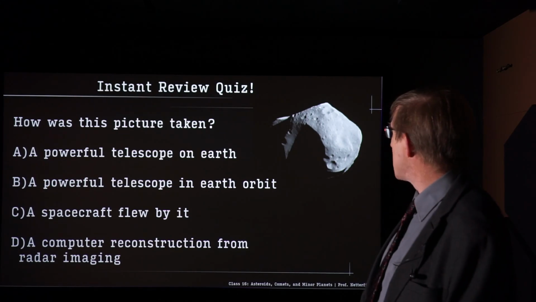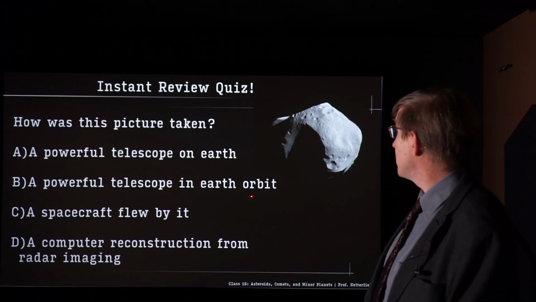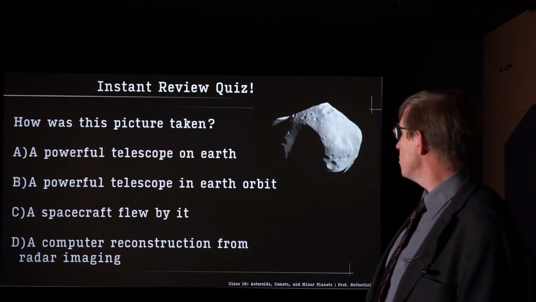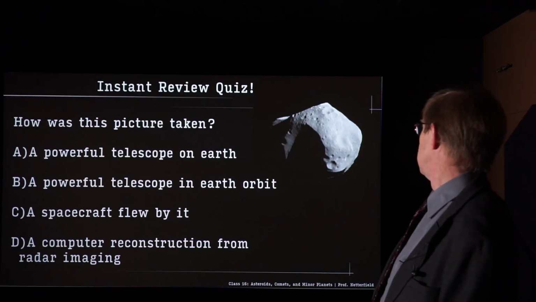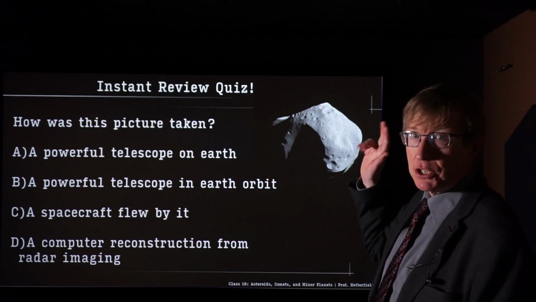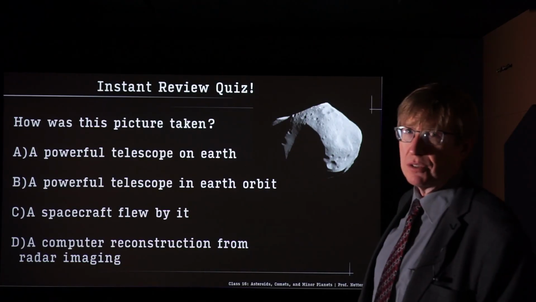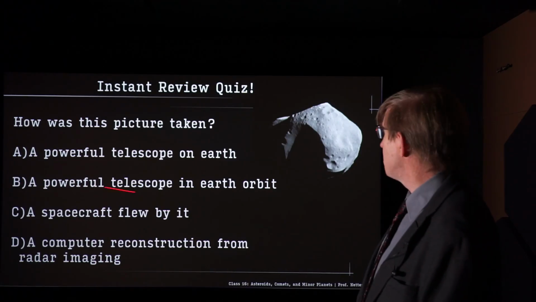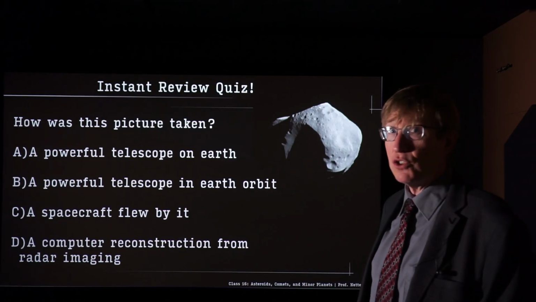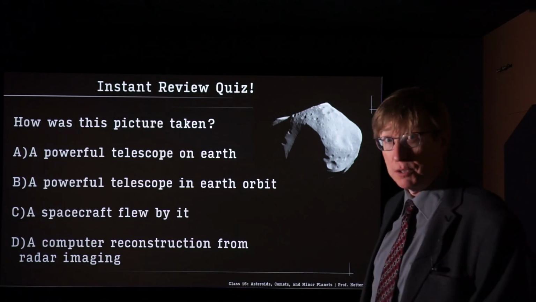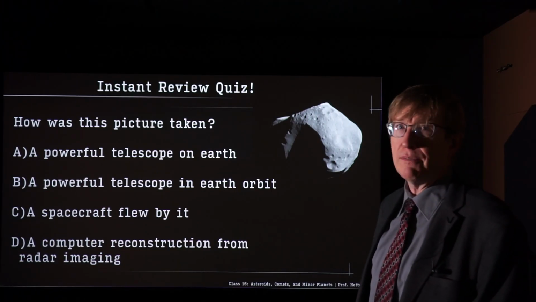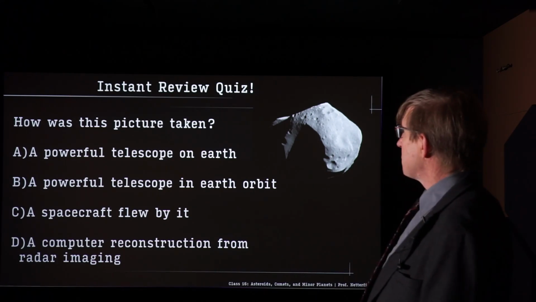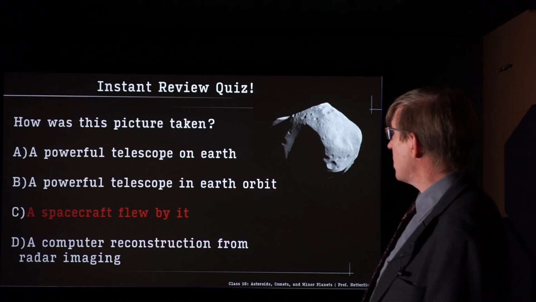Powerful telescope on Earth. A powerful telescope in Earth orbit. A spacecraft flew by it, or it was a computer reconstruction from radar imaging. It turns out you can actually take pictures this way, but they're not very good resolution. So this is too good a resolution for that. People have pointed large telescopes at asteroids, but the distances are so large, and these are so far away, and they're so small, that a telescope in the vicinity of the Earth, even one in space, cannot get a picture this clean. The answer is a spacecraft flew by it.